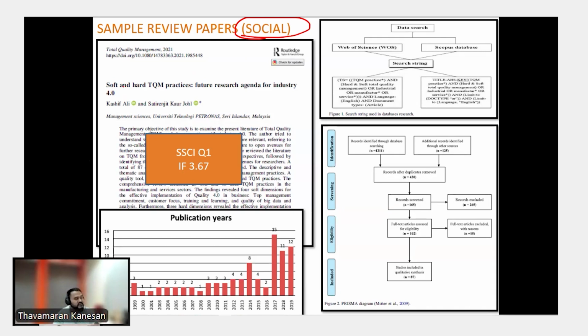Okay, it focuses on soft and hard TQM practices, future research agenda for Industry 4.0. Published in SSCI Q1, Web of Science, impact factor 3.67. Okay, these are some of the key diagrams added in the paper which you must have. Not all the topics will have. Some topics don't need to have this, but it's good to have if you want to. Analyzed over 25 years of data on TQM practices, which shows a very good slowly steepening curve, which shows the emergence of the area, the importance of the area. Okay, then this part shows the databases that were used.